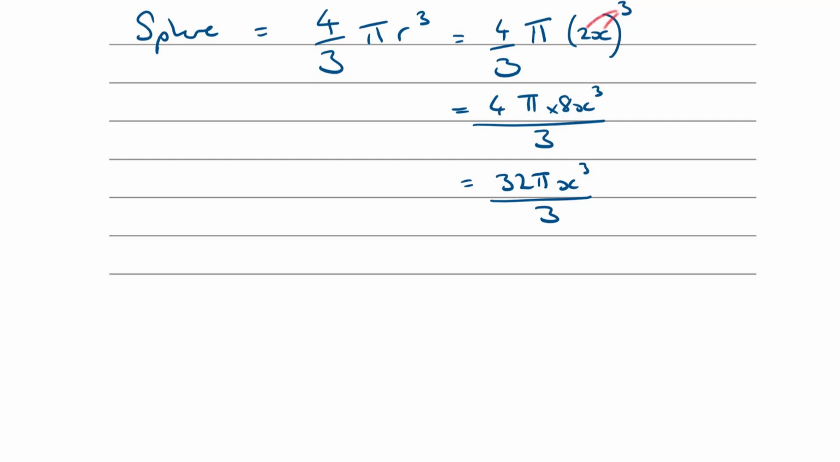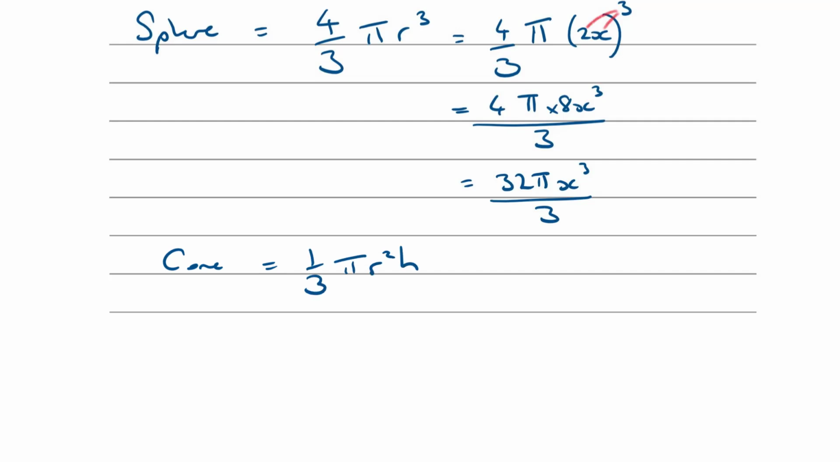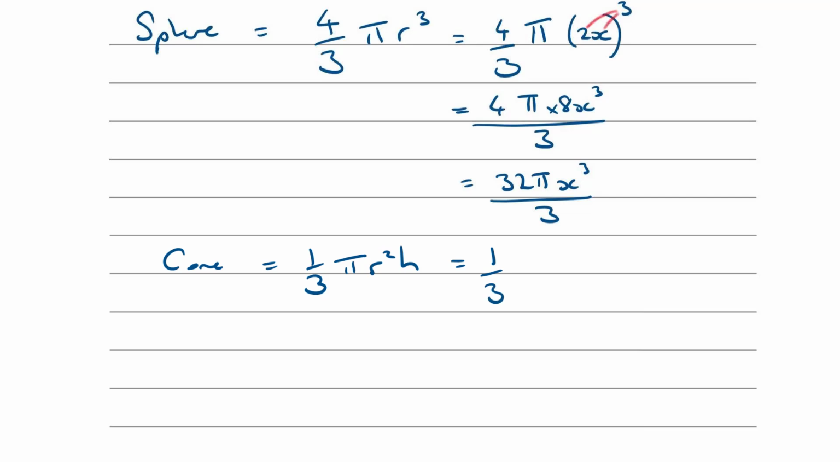Now the cone has a radius of 3x, and the cone formula is 1/3 of pi r squared h, isn't it? So in this case, our r, we're told, is 3x, and it has a height of h, so we're basically leaving h in for now. Okay, but replacing the r with 3x, that's going to be 1/3 of pi times 3x all squared times h.